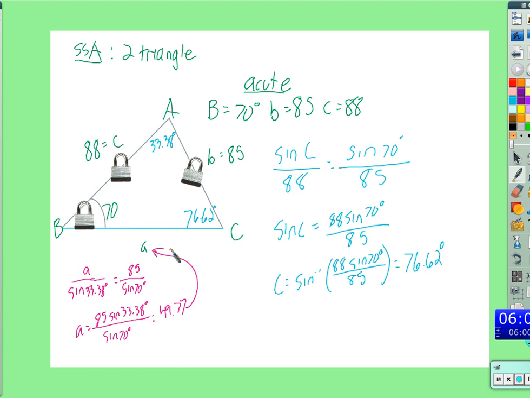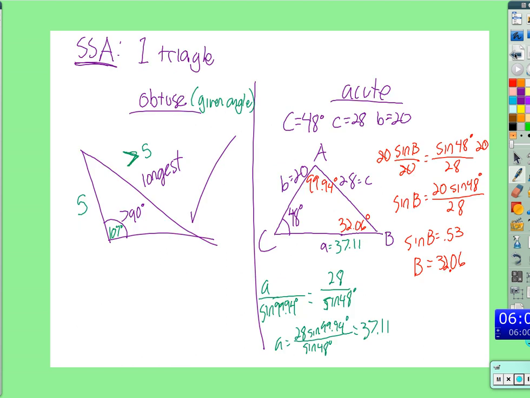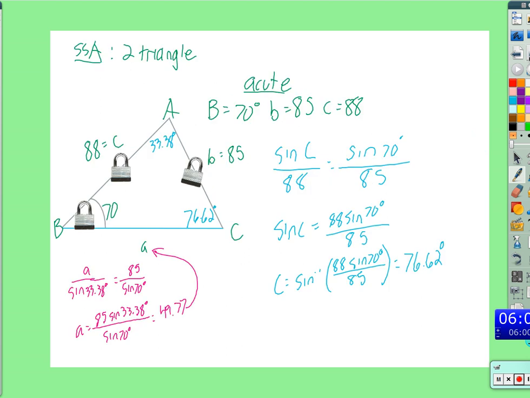Okay, well that looks a whole lot like what we just did with this one, right? Similar kind of work. We did the same equations, just with different numbers. And so, how come this only has one triangle possible, but somehow this has two possible? Let me show you how this other triangle gets made.